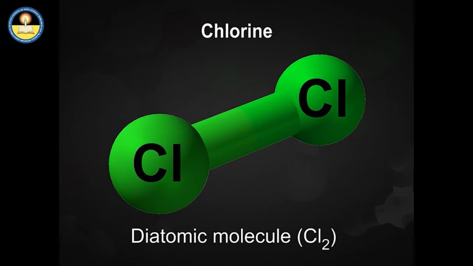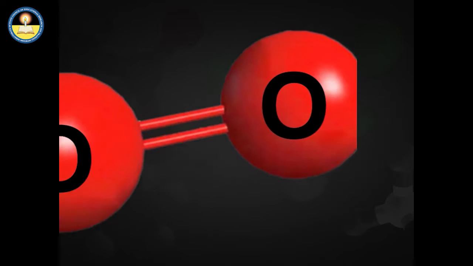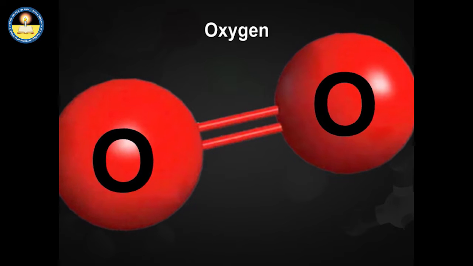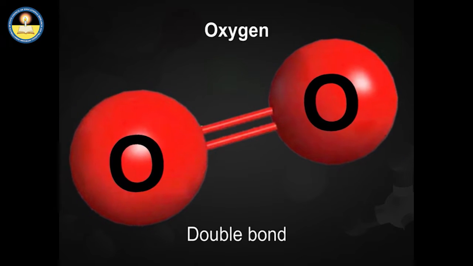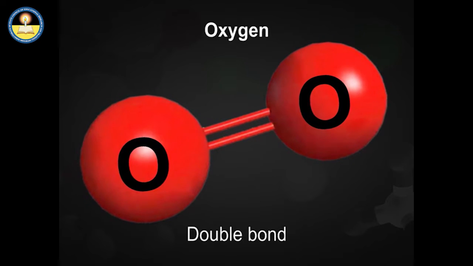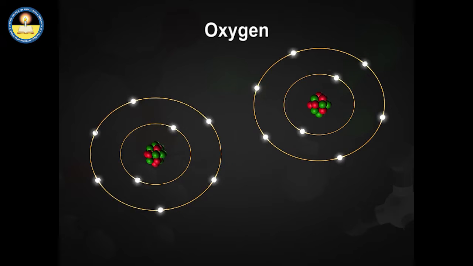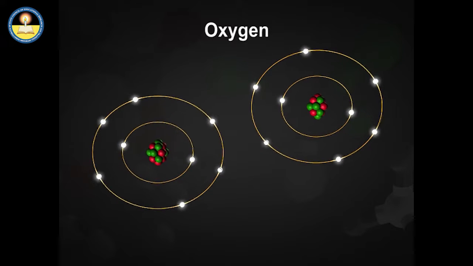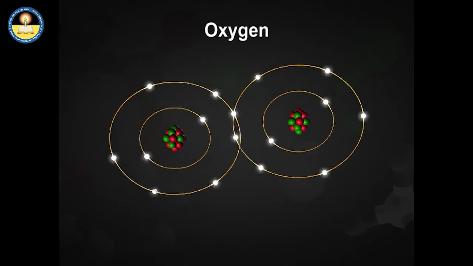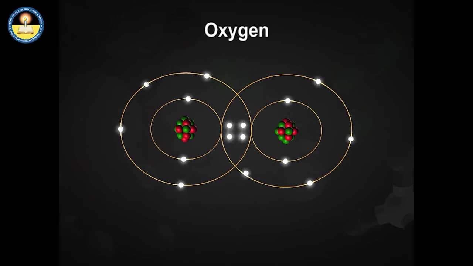Chlorine forms a diatomic molecule, Cl2. In the case of oxygen, we see the formation of a double bond between 2 oxygen atoms. This is because an atom of oxygen has 6 electrons in its L shell. The atomic number of oxygen is 8 and it requires 2 more electrons to complete its octet.